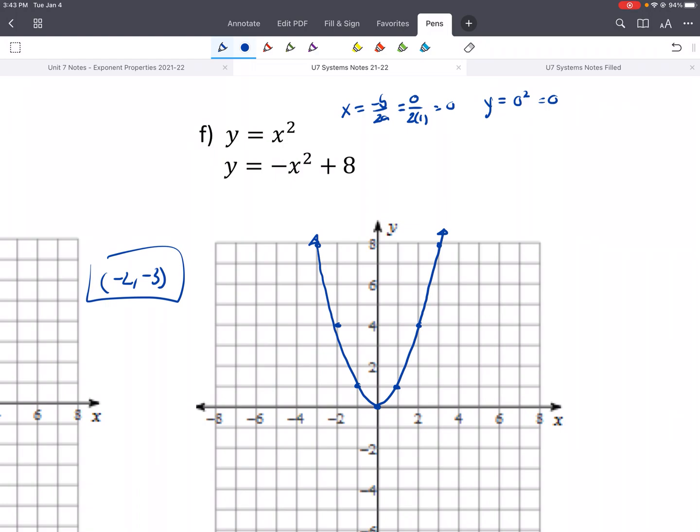And we'll do the same thing for this one. We'd say x is equal to negative b, which is 0, over 2 times a, which is negative 1. So that gives you 0. We plug that into our equation, negative 0 squared plus 8, which gives you 8. So our vertex here is (0, 8), but it's going to go down. So here is our vertex, and a is negative 1, so we'll go over 1, down 1, over 1, down 3, over 1, down 5.